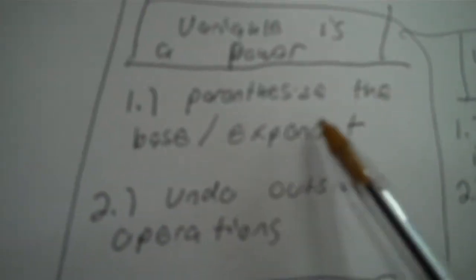So we're solving for x, okay? The variable is x, and that variable is a power. So you do what you normally do, parenthesize the base exponent. Undo outside operations, so you have a times 25,000, you need to divide by the 25,000. And 6,000 divided by 25,000 is 0.24. Okay, now you're clear of the operations.